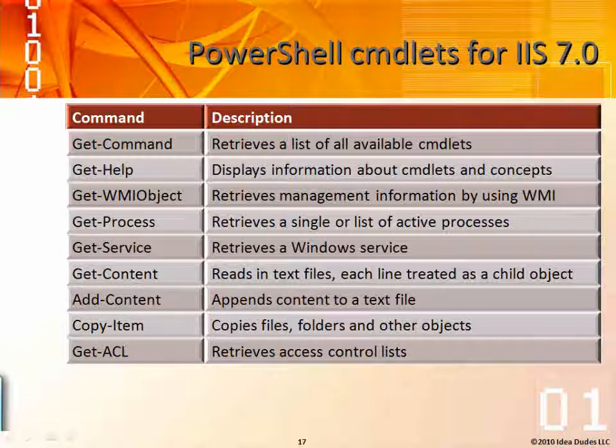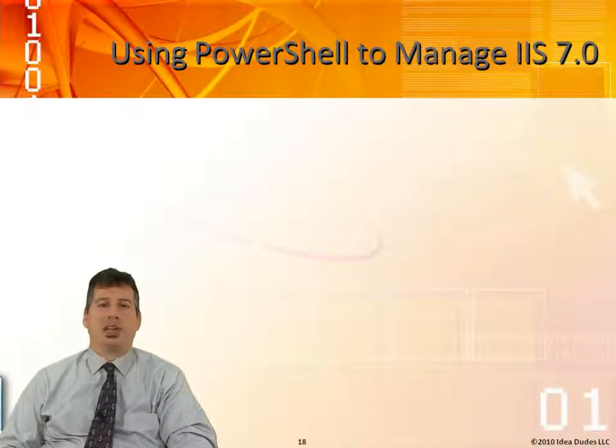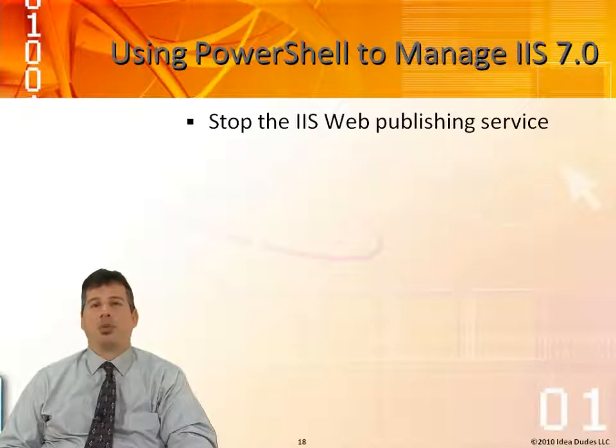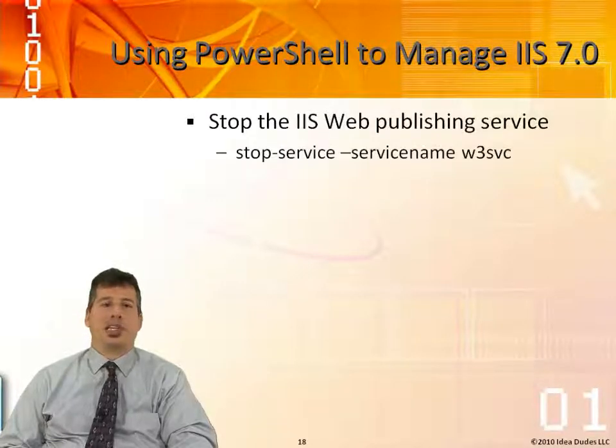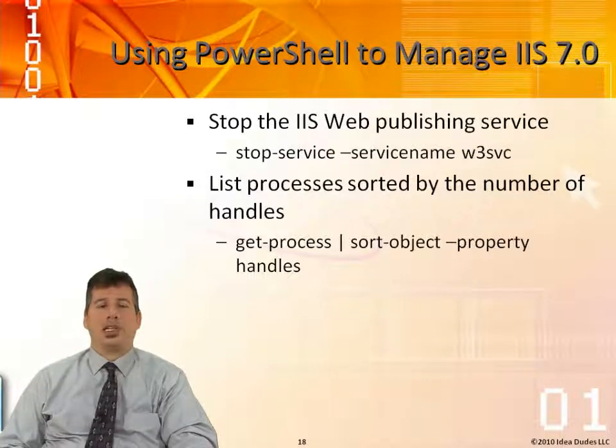Add-Content, what that's going to do is append content to a text file. Copy-Item copies files, folders, and other objects. And Get-Acl retrieves the access control list. Using PowerShell to manage IIS 7.0, stop the IIS web publishing service. Example would be Stop-Service -ServiceName W3SVC. List processes sorted by number of handles. Get-Process, and then what we're doing is piping to Sort-Object, and then the property Handles.